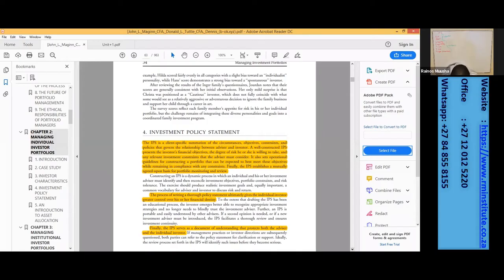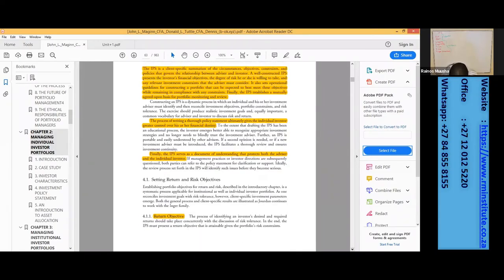Then on the next paragraph, they also say, finally, the investment policy statement serves as a document of understanding that protects both the advisor and the individual investor. So please take note of the purpose of why one has to prepare the investment policy statement as well.